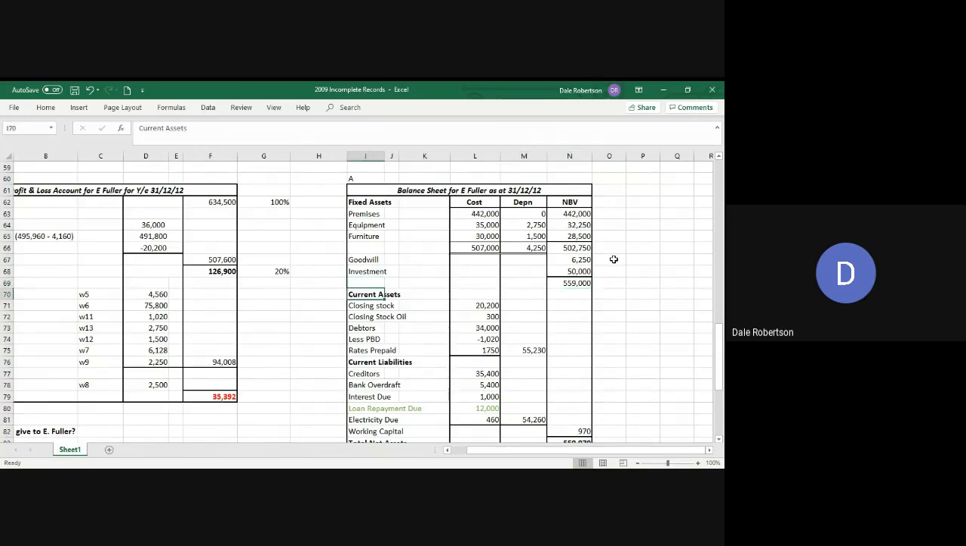Let's look at our current assets. Closing stock given to you in the last sentence, but be careful to treat the stock of oil slightly separately. But that is the 20,500 there from the question. Then you have your debtors of 34. Take away now the provision for bad debts. That's a minus in there. And then the one that we had to work out in the question was rates prepaid and expense prepaid as current asset.